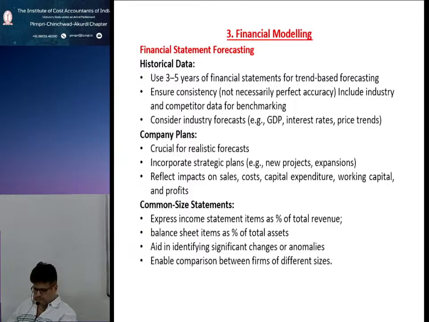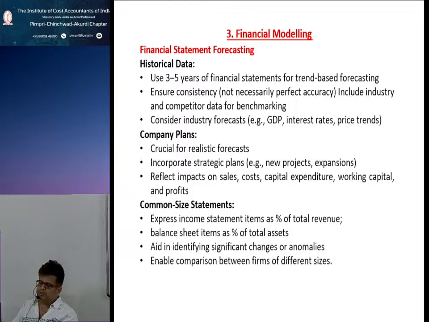figures of the business, and therefore it ensures consistency, because it sets the trend or pattern of a particular line item. It ensures consistency, not necessarily perfect accuracy, and includes industry and competitor data for benchmarking. So it should not be only standalone financial forecasting and previous historical data. It should also consider the industry data and competitor data for benchmarking the forecasting that is being done. Consider industry forecast, for example industry parameters like GDP, interest rates, price trends, etc.